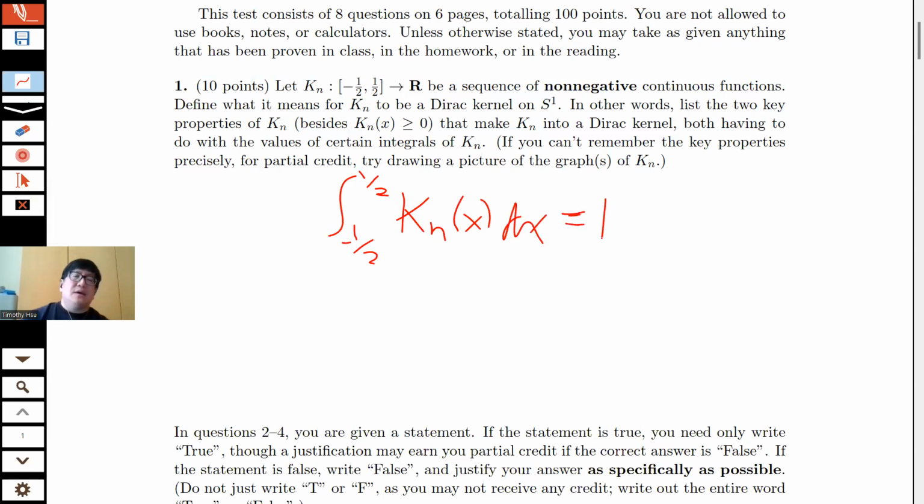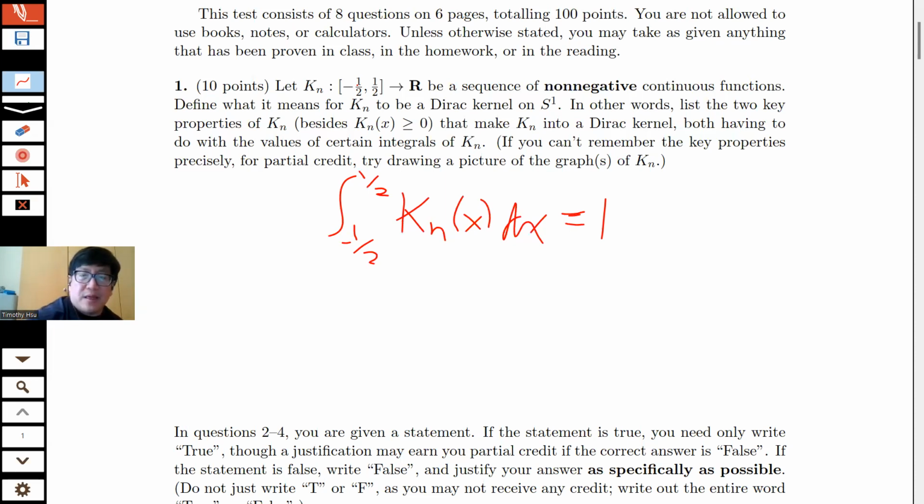So this says that the total integral is 1, which you can combine with the fact that Kn is non-negative. That means the first two things are really just saying that Kn is a probability distribution. I think I said that in class, but I'm sure it's in the recording somewhere. Anyways, the first two properties are saying that Kn is a probability distribution, and then the last property is the interesting one.